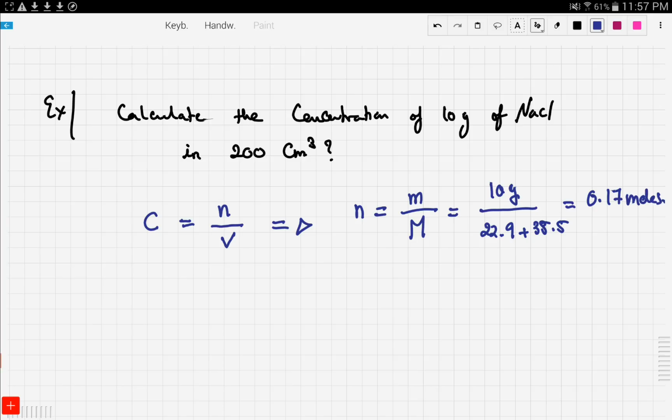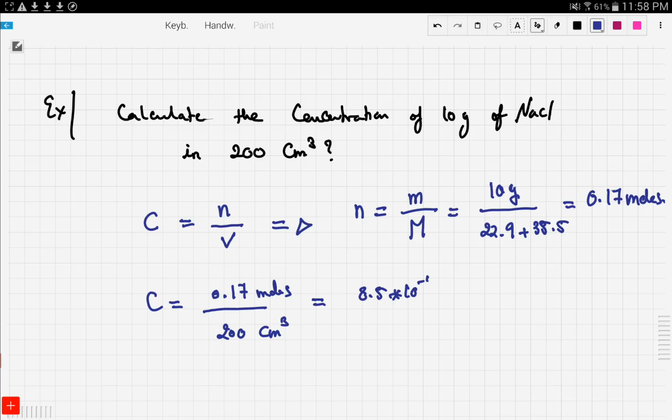Now, let's see. So, to calculate concentration, we divide the number of moles which we got, 0.17, divided by the total volume. So this is the moles. This is 200 centimeters cubed, and what do we get? So 0.17 divided by 200, we get 8.5 times 10 to the negative 4 moles per centimeter cubed.